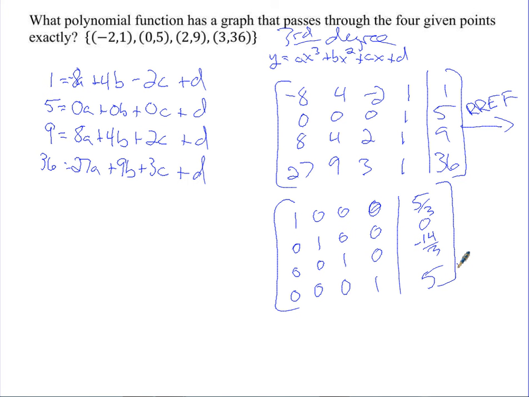Okay, so we got fractions. Does that mean everything is bad? No. You just write it down. The equation will be what? Y equals 5/3 x to the third. Good. That's it. The x squared term had a coefficient of 0, so it disappeared. This is the polynomial right here.